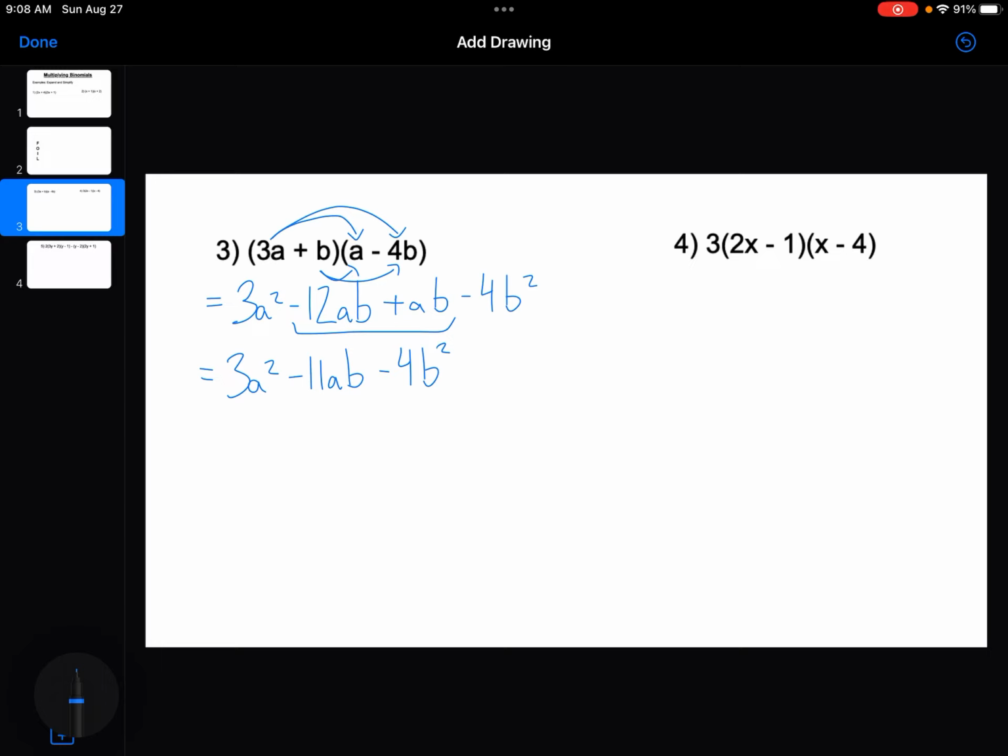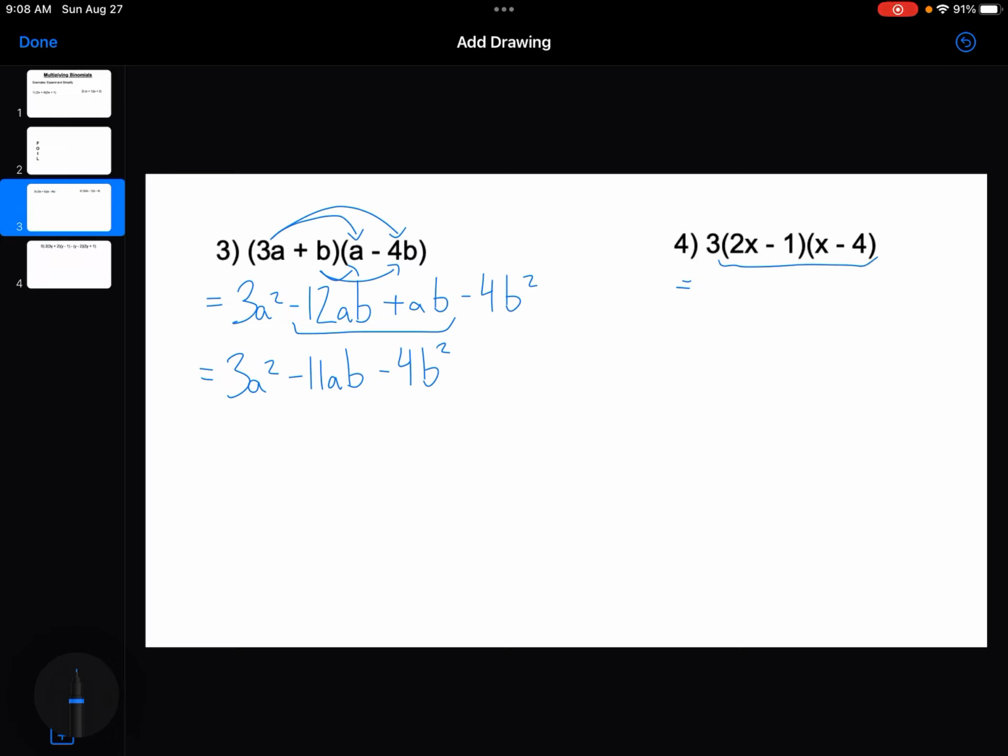Now, if I have a number in front, there's a few different ways I could do this. I could multiply that 3 into the first bracket and have 6x minus 3 and then multiply that whole thing by the second binomial. Or I could multiply the 3 into the second bracket and have 3x minus 12 and multiply that into the first.